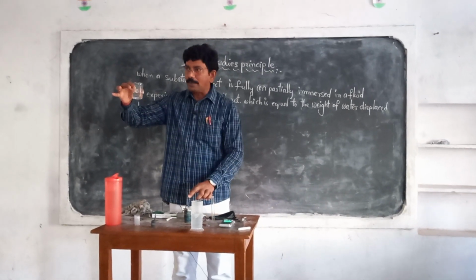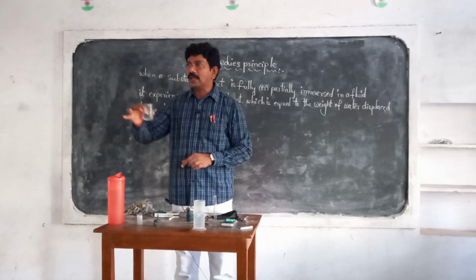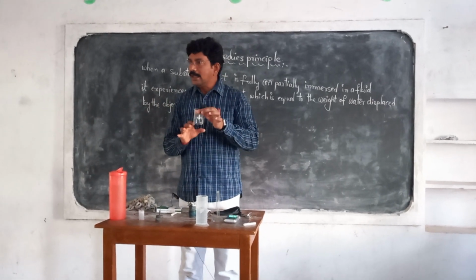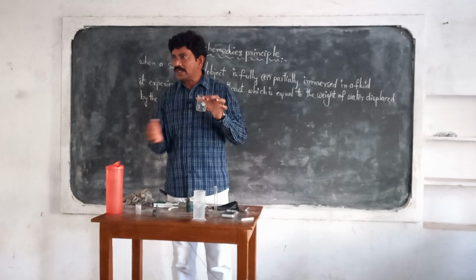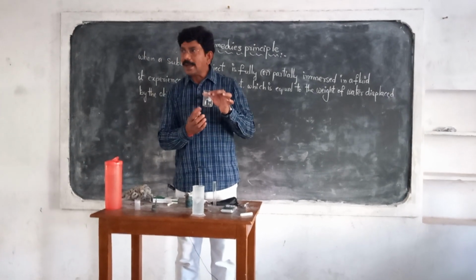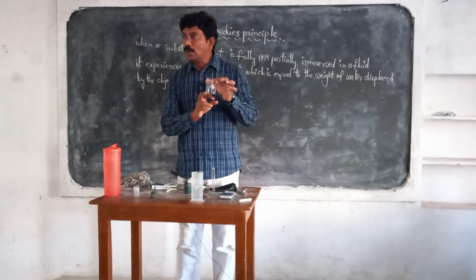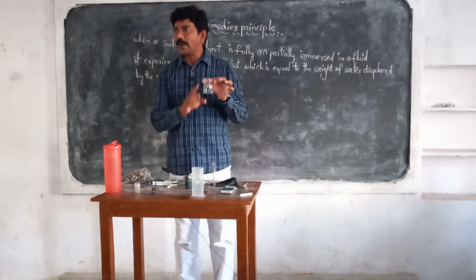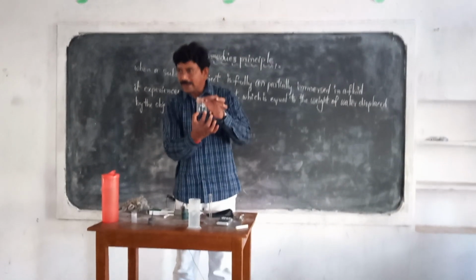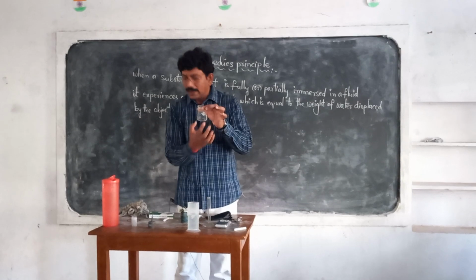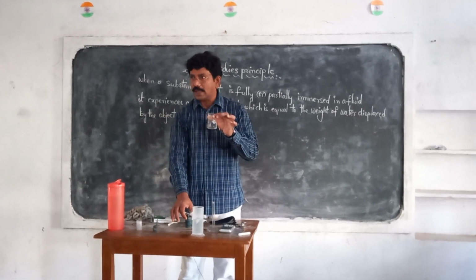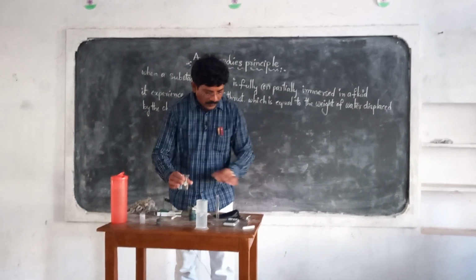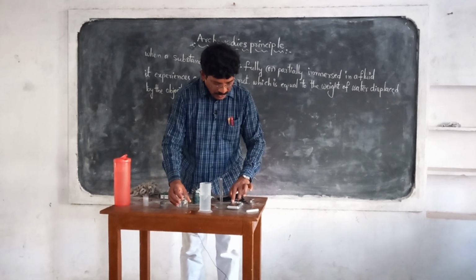So when this object is immersed in the water or in the fluid, it displaces some water. So that upward thrust must be equal to the weight of the water displaced by the object. So I collected the water. This water is displaced by this object. Are you clear about that one? Let us try to find the weight.